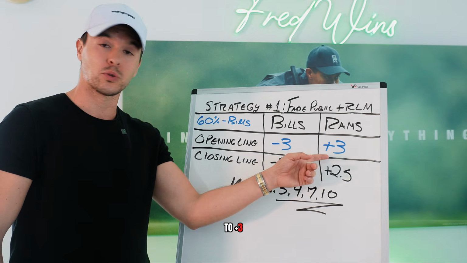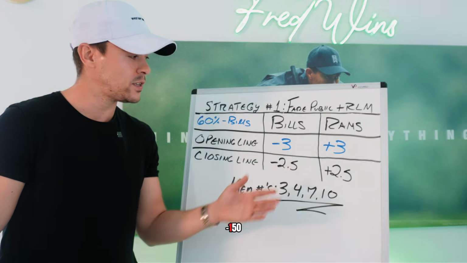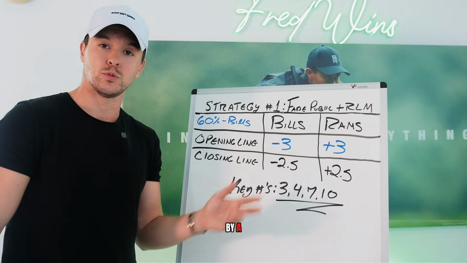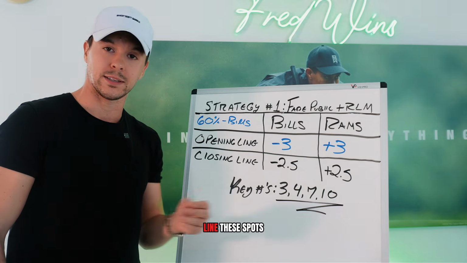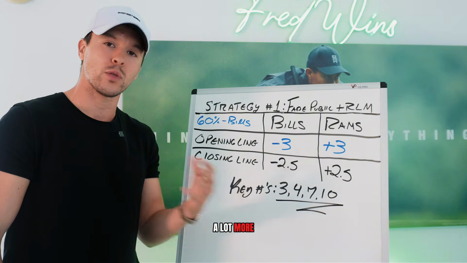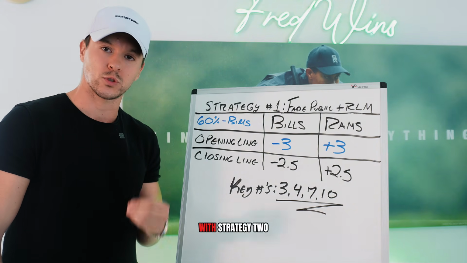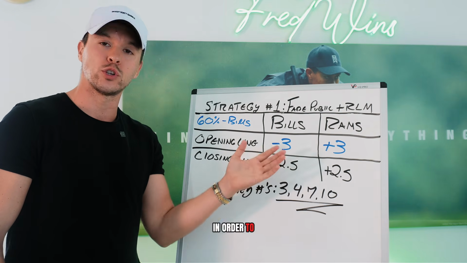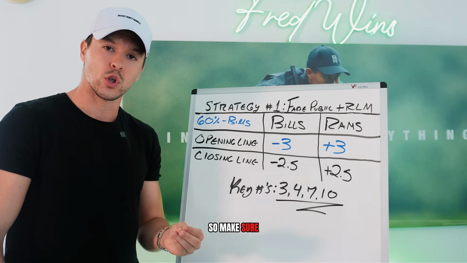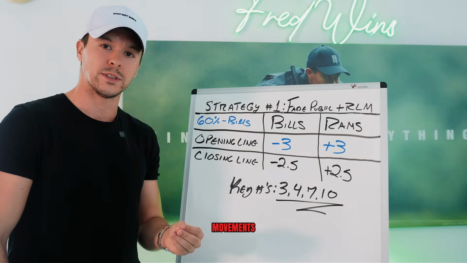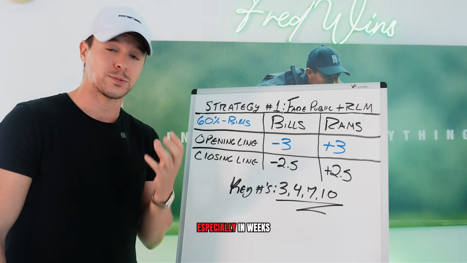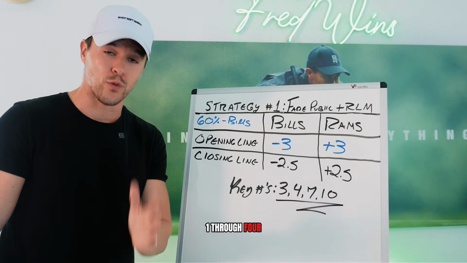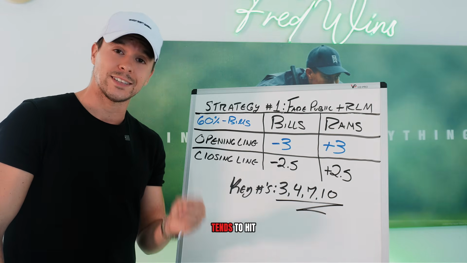I buy this to +3, +3.5, buy -150, and cover the field goal if they lose by a field goal. And I even like to money line these spots. Now obviously there's a lot more that goes into it that I'm going to cover here in a second with strategy 2, the stats, the injuries, and what to look for in order to take this spot. So make sure that you guys understand reverse line movements, because it is very important, especially in weeks 1 through 4. That is where reverse line movement tends to hit the most.